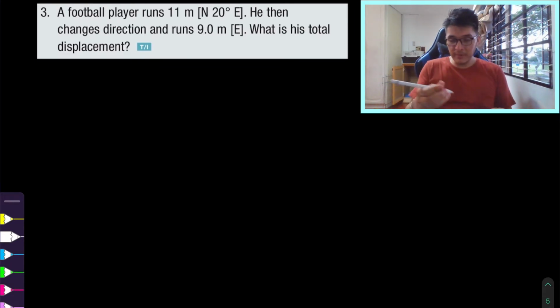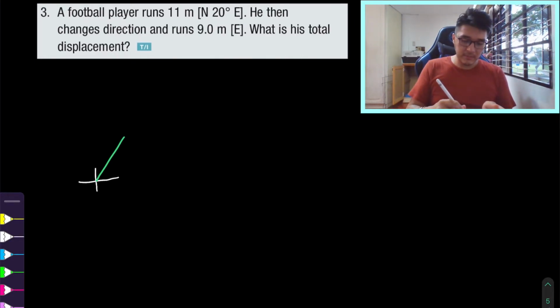So whenever you're drawing vectors, and in this case this has a direction that's not just clearly north or east, I like to put a small coordinate system. And then let me draw my first displacement vector, which is starting north, 20 degrees east.